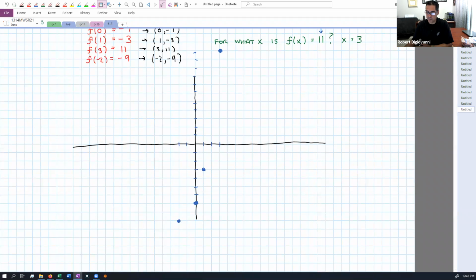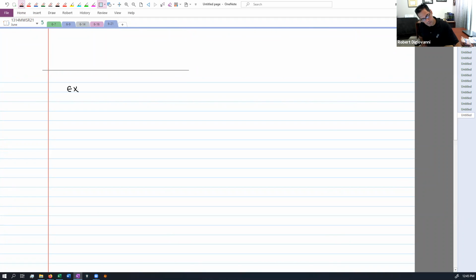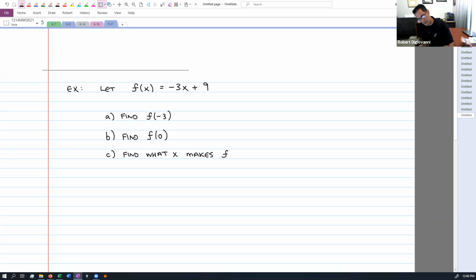Okay, we're going to do a new example. Let f of x be equal to negative 3x plus 9. Part A, find f of negative 3. B, find f of 0. C, find what x makes f of x equal 0. And then last one, find what x makes f of x equal negative 10.